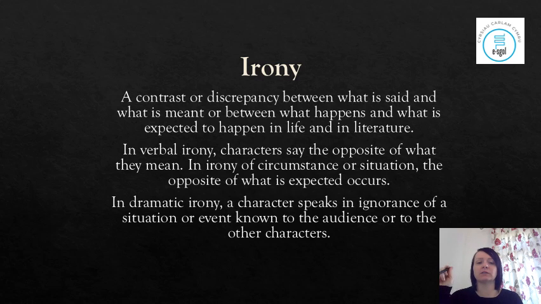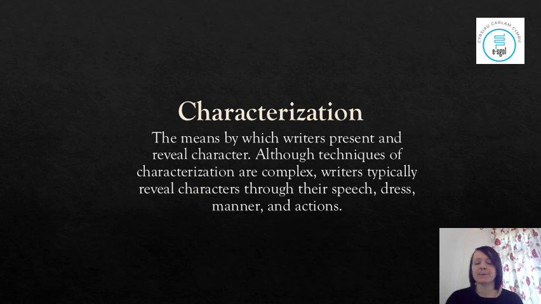Here we've got what essentially is a contrast or a discrepancy between what is said and what is meant, or between what happens and what is expected to happen. So you've got verbal irony and you've also got dramatic irony. So dramatic irony is what you'd be really focusing on here in your play, okay? So where a character speaks in ignorance of a situation or event known to the audience or to the other characters. So it's when the audience know more, essentially, when they've got more knowledge of what's about to happen, rather than what the characters on stage have got.